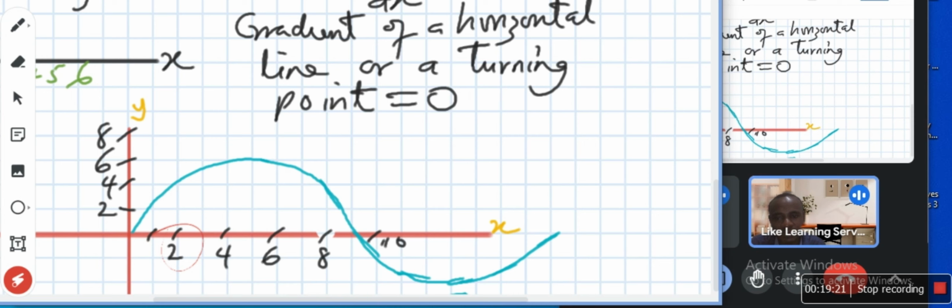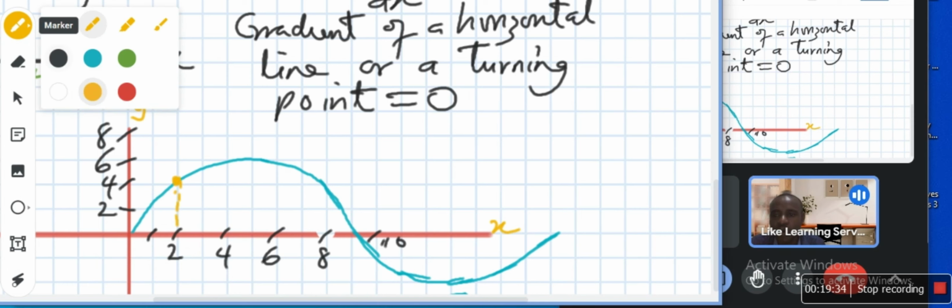Did you hear me? Yes, sir. At x equal to 2, this is where x is equal to 2. Normally you will trace it up, dot, dot, dot, dot, dot. Wherever you get to the point, you make a big dot and draw what we call a tangent. I'm going to use a green line to draw the tangent.